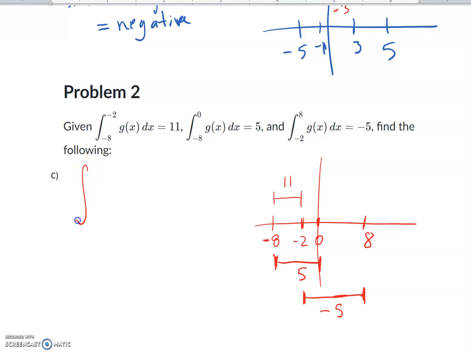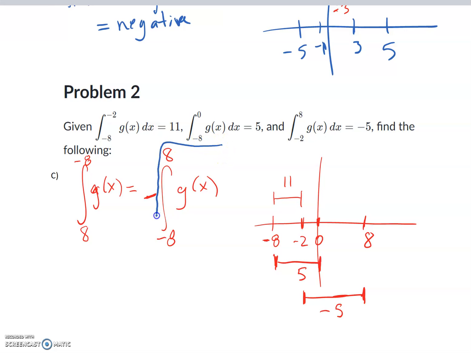So this one is asking from 8 to -8. Now look at the bounds for g of x. The lower bound, 8, well, that's greater than -8. So we can equivalently write this as the opposite sign of the area from -8 to 8 of g of x. So solve this question, and then you can just make the sign negative. If it comes out to be negative, then it will end up being positive because you'll have two negatives.